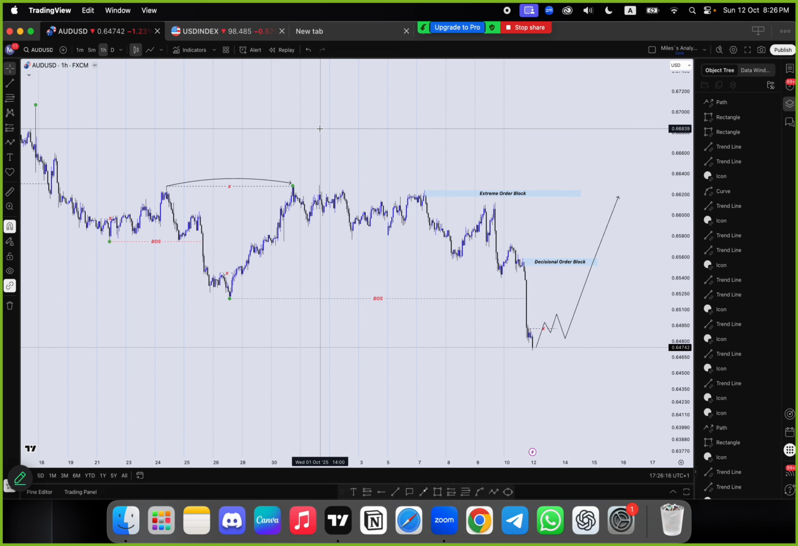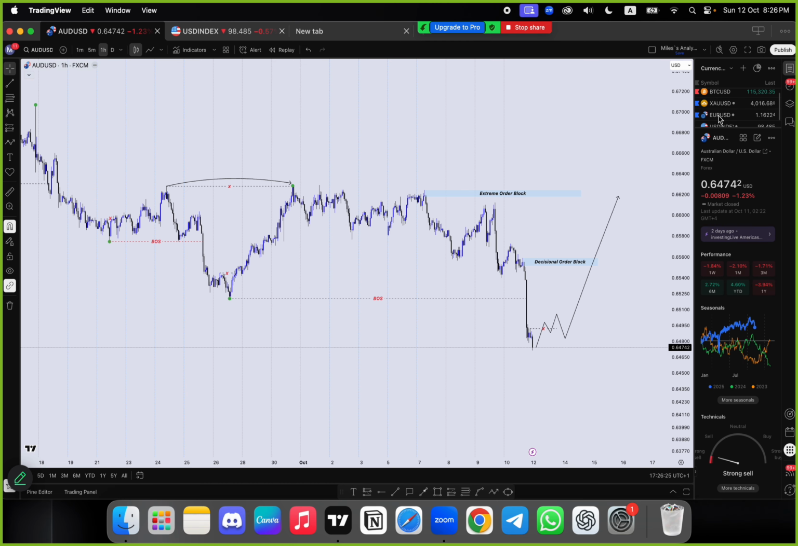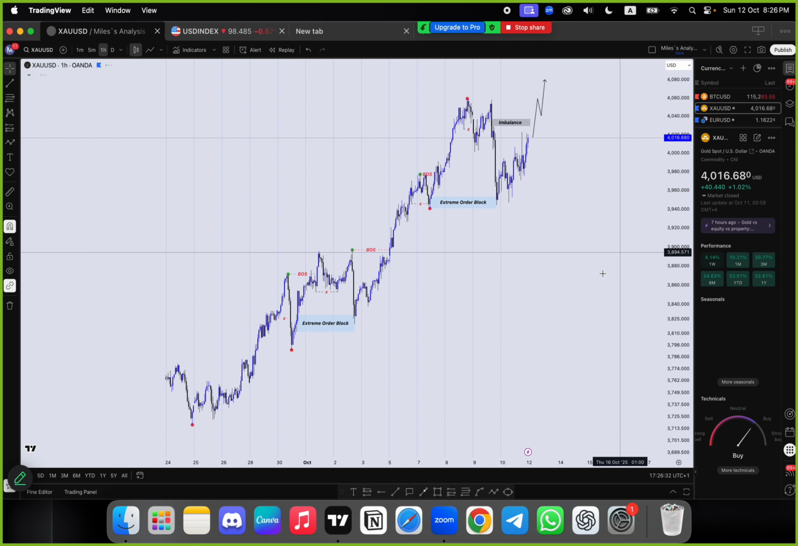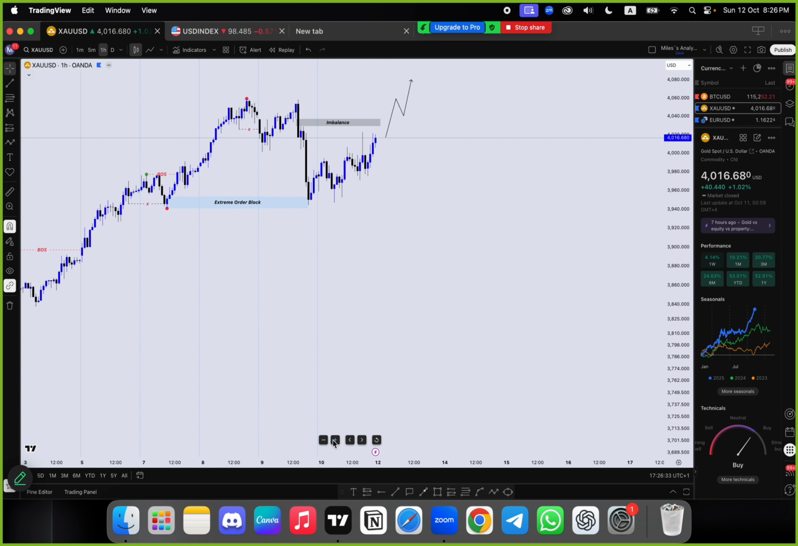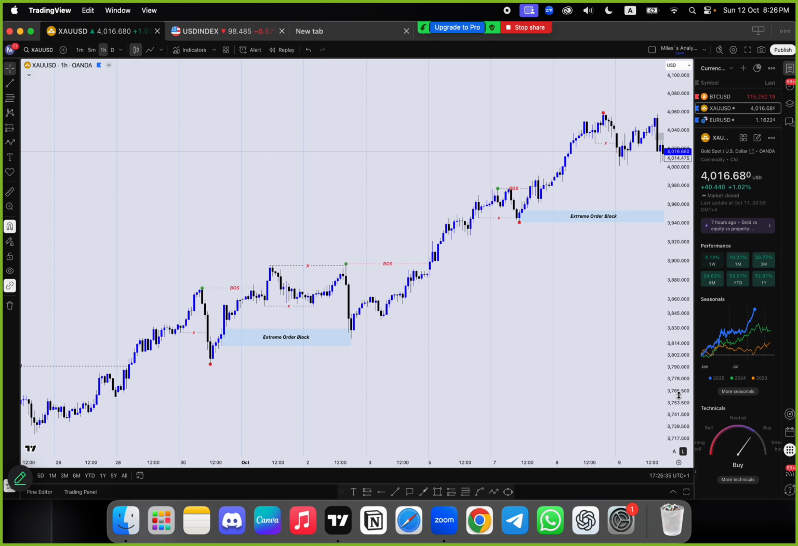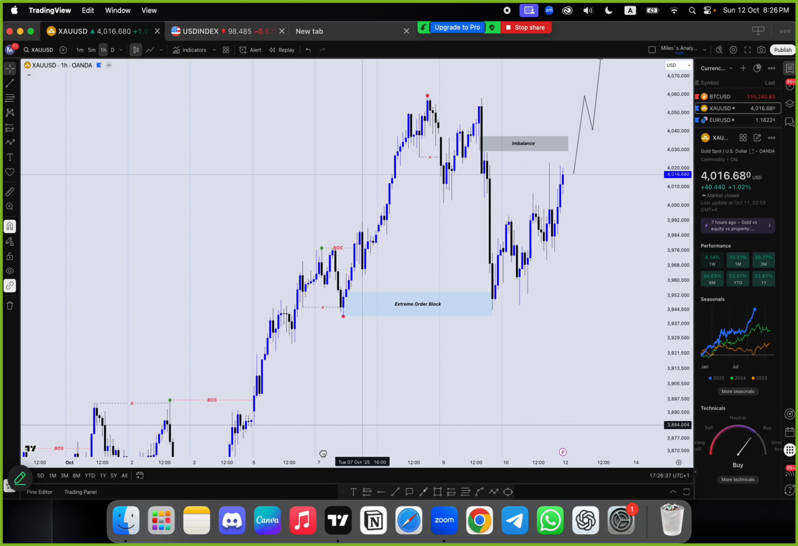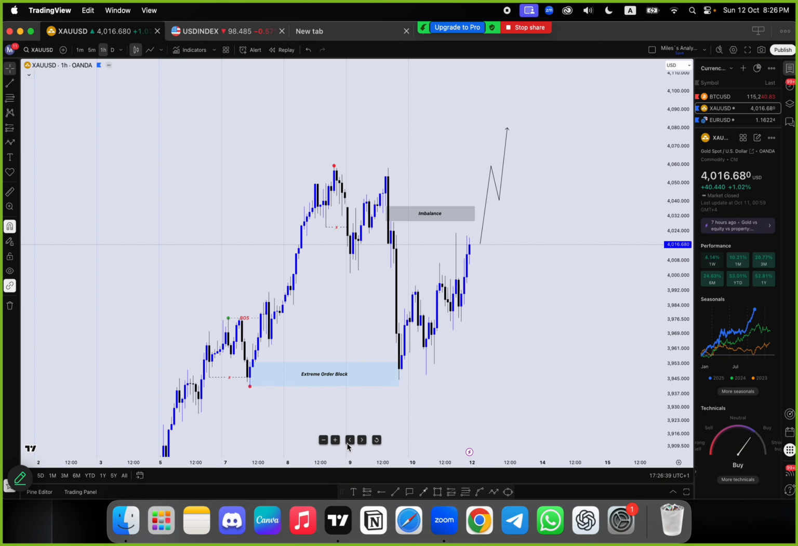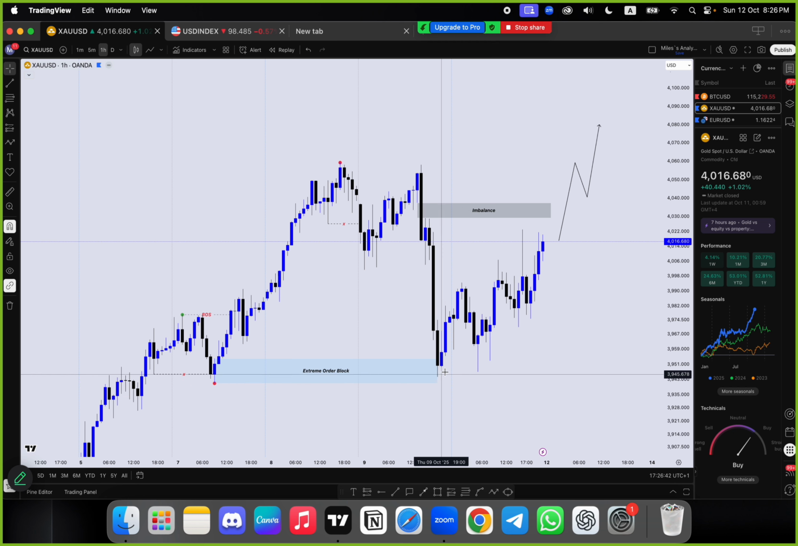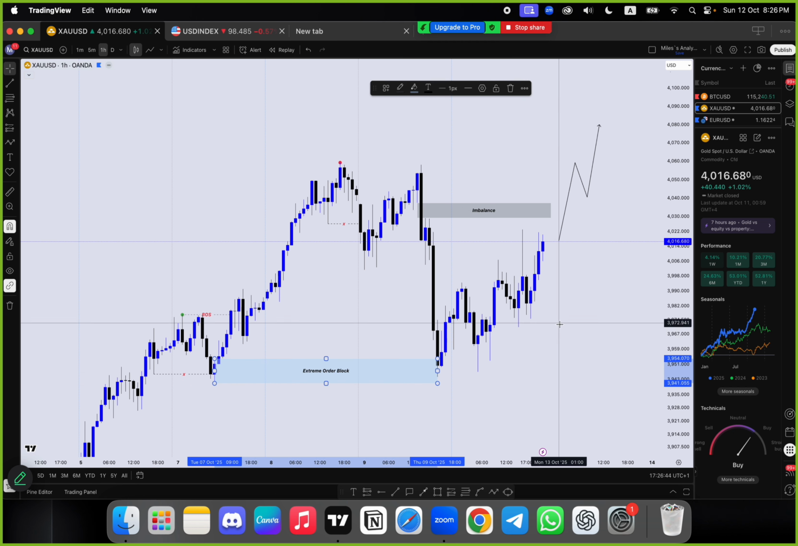Now I'll look at gold. So for gold and USD JPY, I'm just going to explain the analysis that I already have, because this will be a very long session if I do it like this. So on gold, I'll go to Oanda, which I use for market analysis. So here you can see price is in a bullish market, breakout structure, breakout structure, breakout structure, and then price recently mitigated this extreme order block and it's now going bullish.